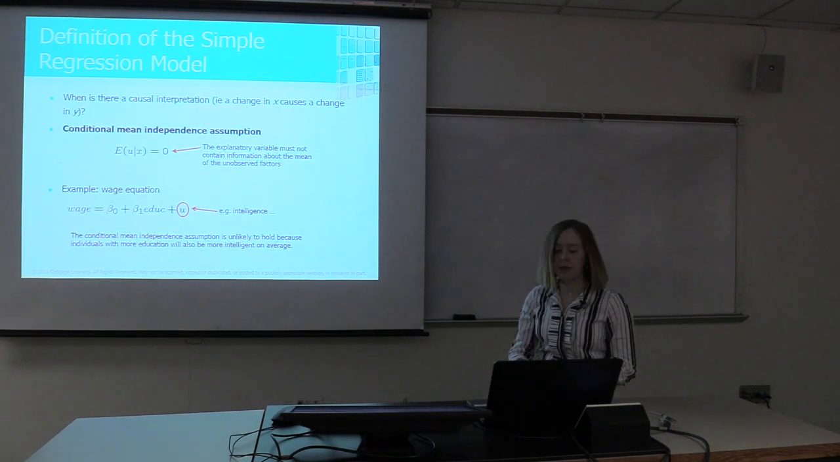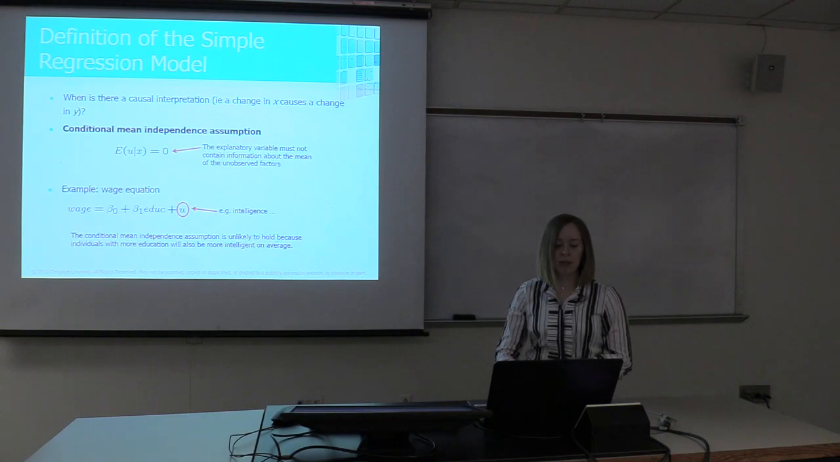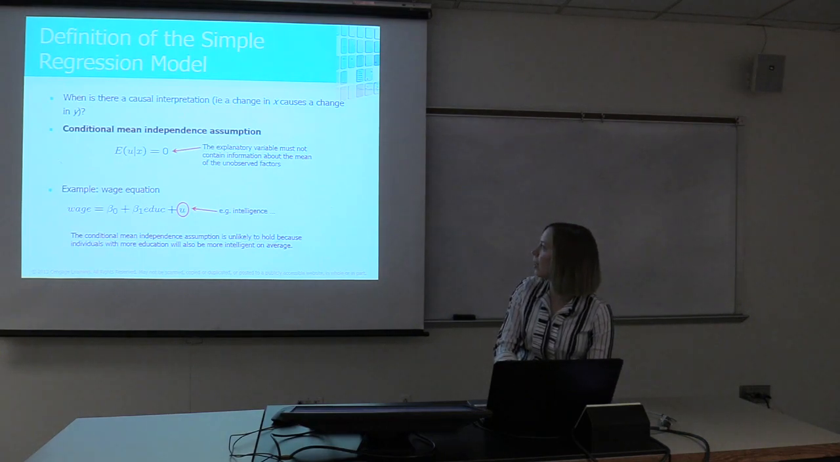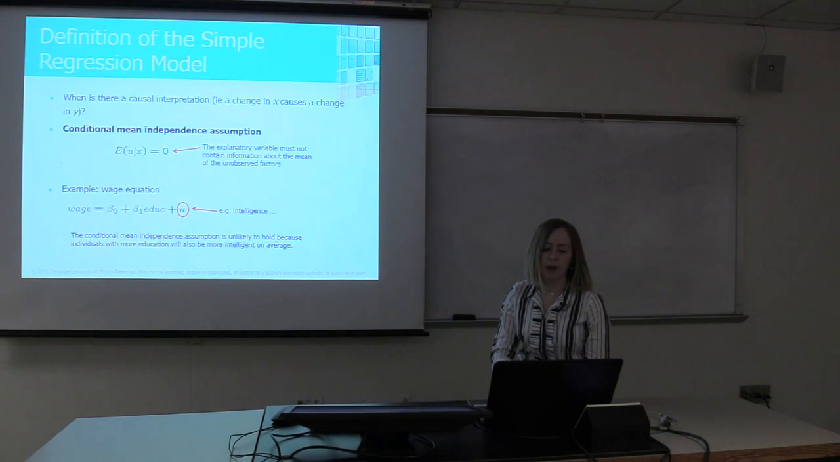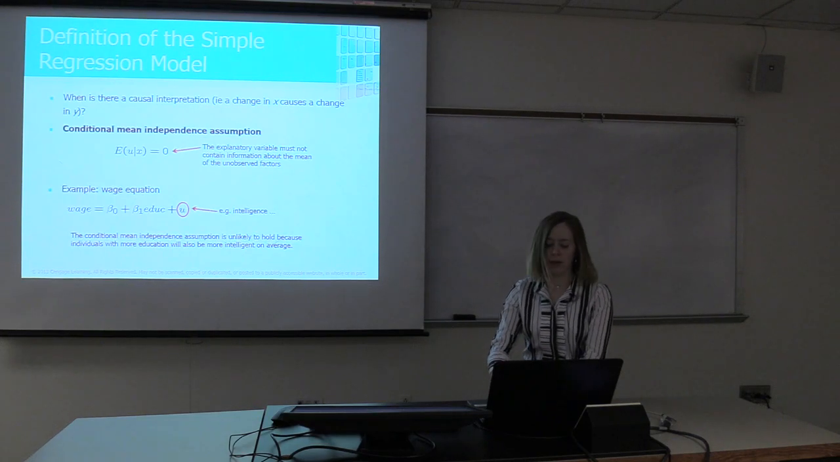Okay, so in this example with the wage equation, this is unlikely to hold because people with more education generally are going to be more intelligent on average. That's kind of how it works. I mean, not always, but a lot of times. So there's going to be something in our u that is correlated with education, and that makes this assumption fail. If you've got correlation between your u and your other variables on the right, that's going to cause this to fail, and that's bad. That would mean that you can't conclude a causation.